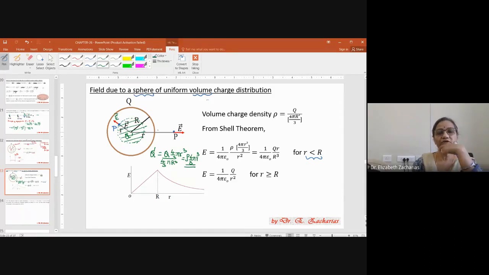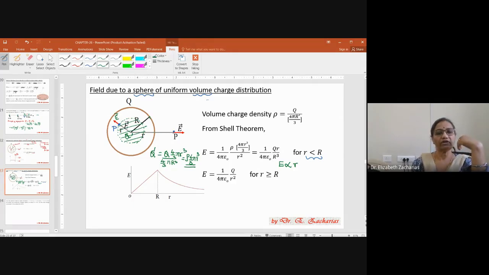So let's put that here. It is 1 by 4 pi epsilon naught, and instead of q prime, I write rho into 4 pi small r cube by 3, divided by r squared. So this is the answer. And you're finding that the electric field is directly proportional to small r. That is, everywhere inside the sphere, as you move away from the center, the electric field is going to increase as a function of small r. This is till you reach this surface.